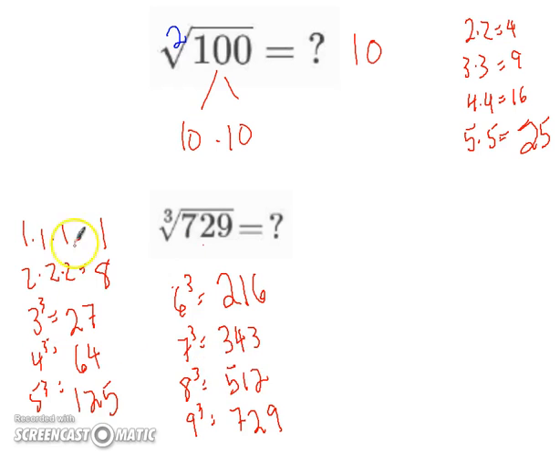Okay, which one of these do we care about? We care about this one here. The number that's in 729 three times is 9, because 9 times 9 times 9 is 729. So the answer is 9.